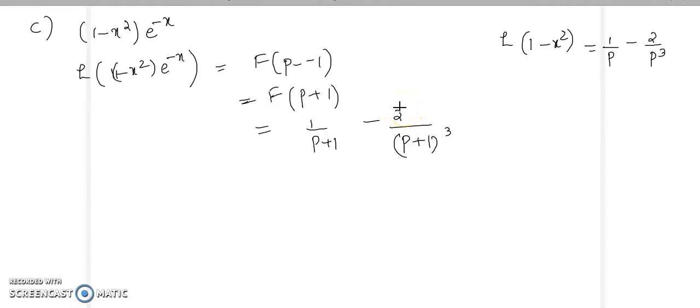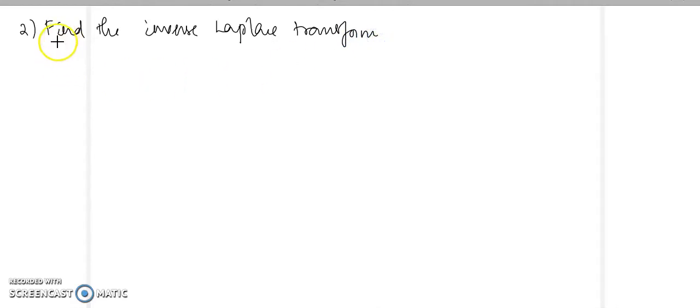And now let us look at finding the inverse Laplace transform using our shifting formula. Okay. So find the inverse Laplace transform. So first one is 6 by p plus 2 whole square plus 9.